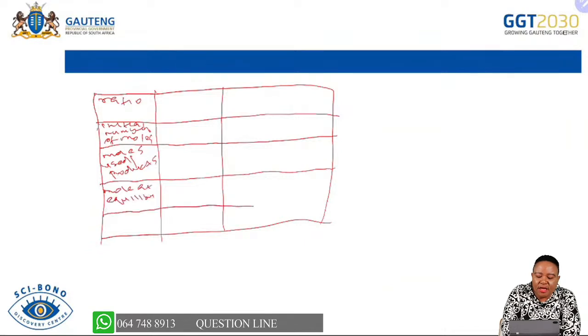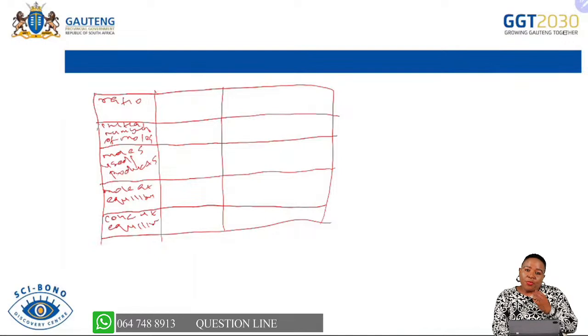And lastly, you will look at concentration at equilibrium. It is very important to write all this in full so that the examiner or the person who's marking can know what you are referring to in each and every bullet, because some of the marks are going to be obtained from the table. Therefore, you need to label your table correctly.